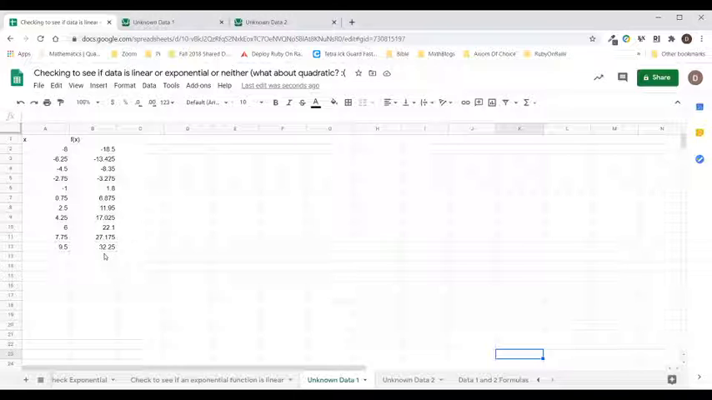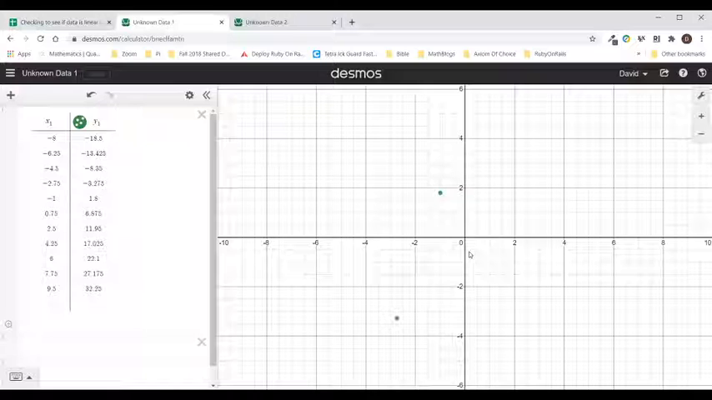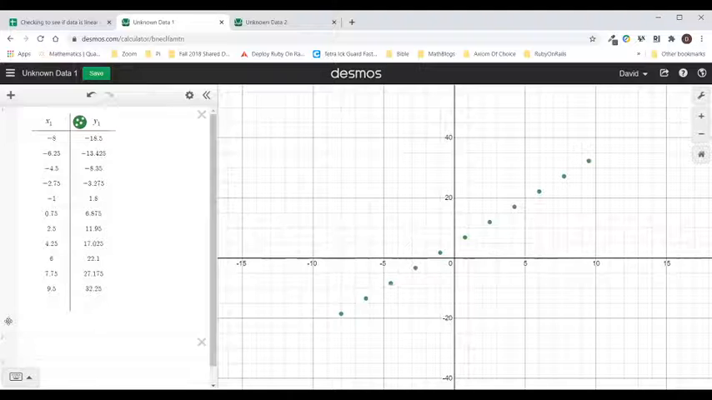Now, I don't like the way Google Docs graphs data, so I'm going to go over to Desmos, and you can see I've already plotted the points. You can see I have a terrible graph over here, and that's because that's just the standard way of plotting the points. What I wanted to do is what's called zoom fit. You can get it to do that by coming way over here, and you see this little magnifying glass. When you click on that, you actually get to see what the graph looks like. Oh boy, this graph looks linear.